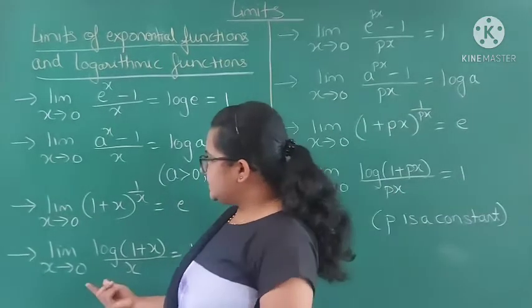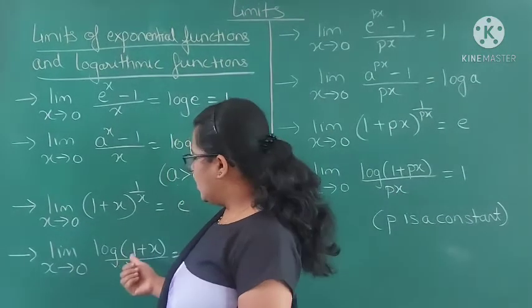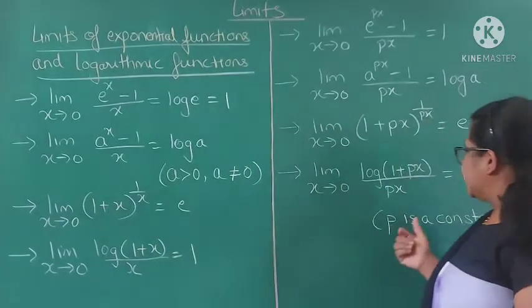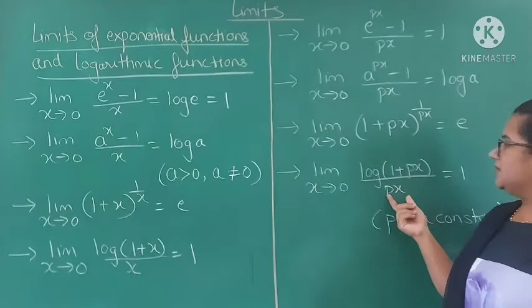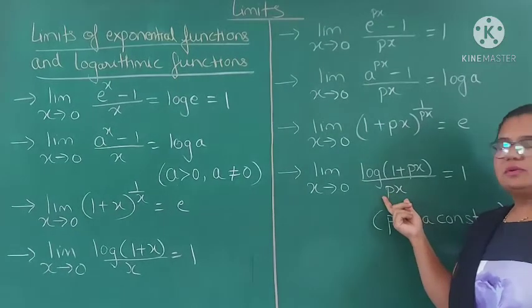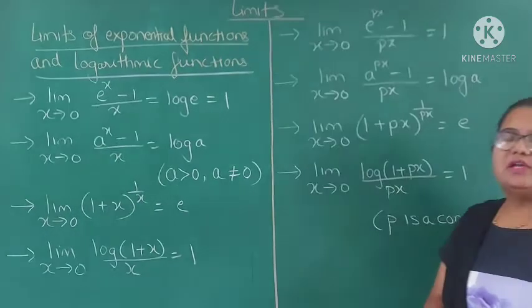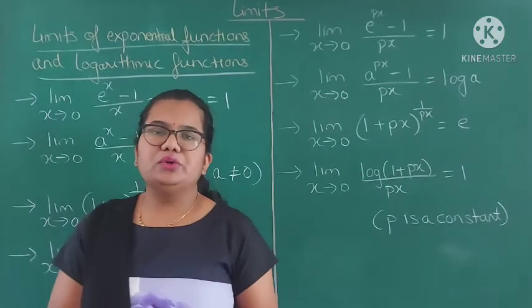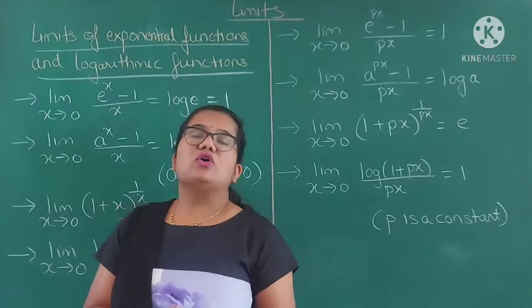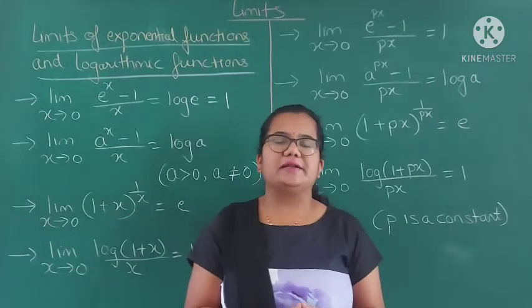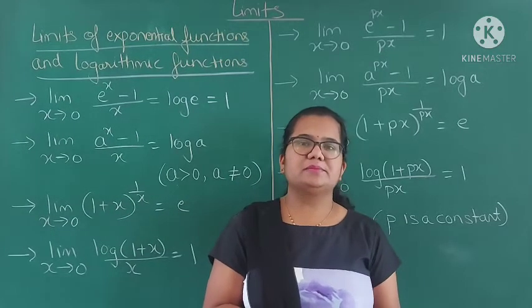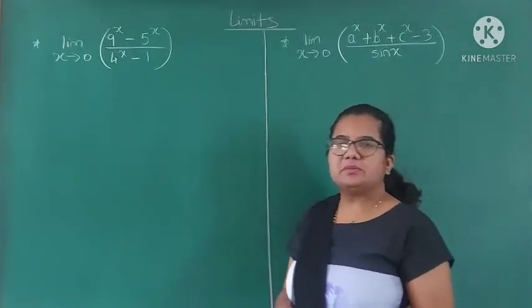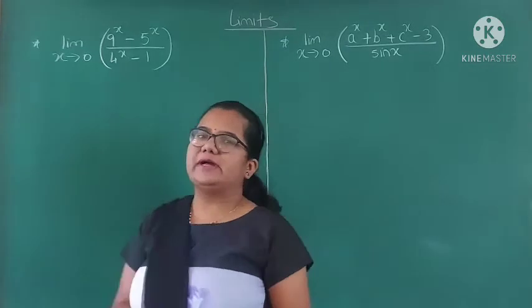Okay. And the last one is limit as x tends to 0, log of 1 plus x upon x, it is equal to 1. Again same, if you have px in place of x, denominator also should be px, and the answer will again be equal to 1. So these are the basic 4 formulae which we are going to use to find the limits of exponential and logarithmic functions.